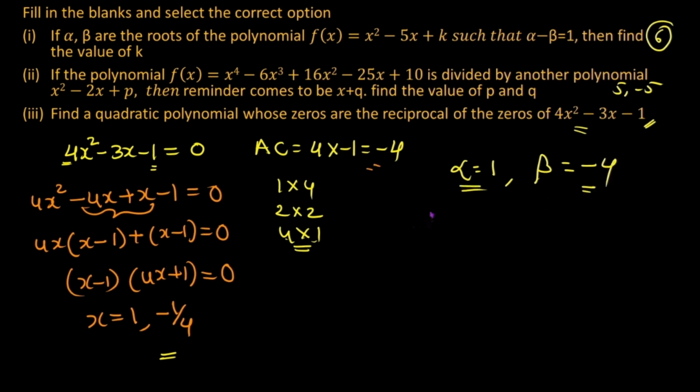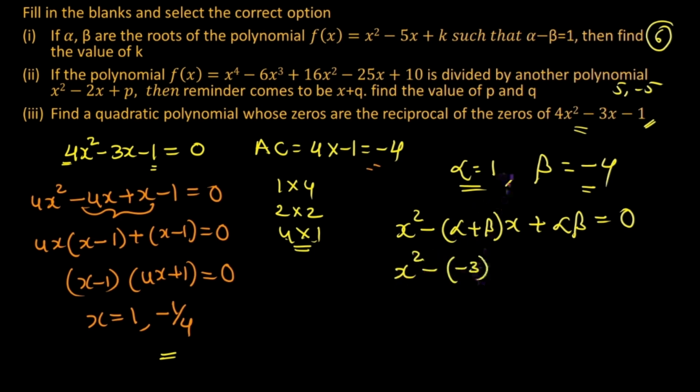What is the general form of the polynomial equation with roots alpha and beta? x square minus alpha plus beta into x, plus alpha into beta, equal to 0. Just now I wrote this. If we substitute these two numbers, alpha plus beta is minus 3, so x square minus minus 3, x plus alpha into beta is minus 4 equal to 0. So x square plus 3x minus 4 equal to 0. So this is the equation.